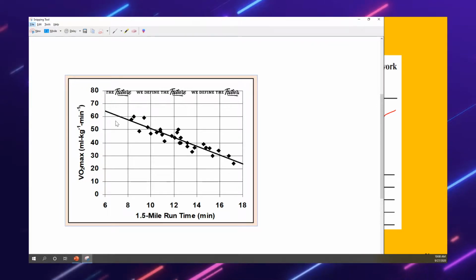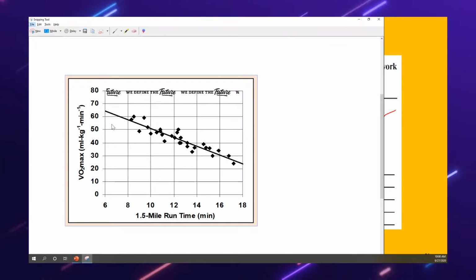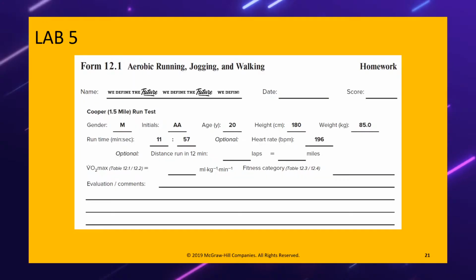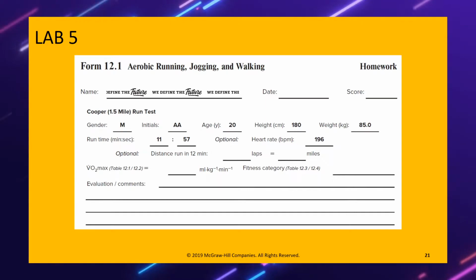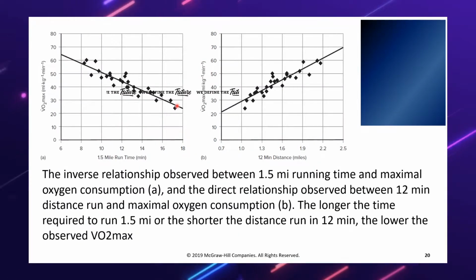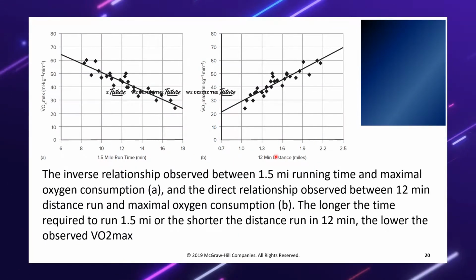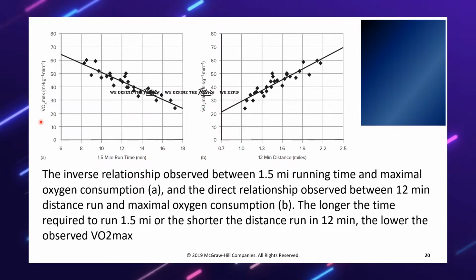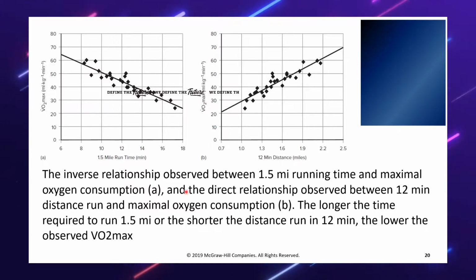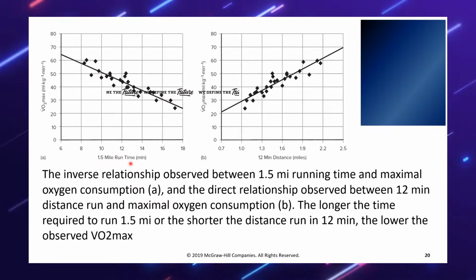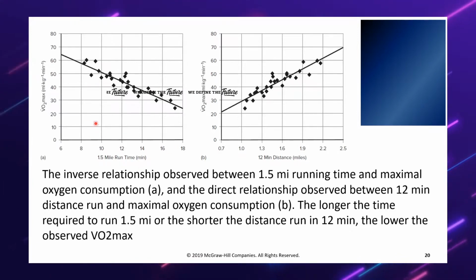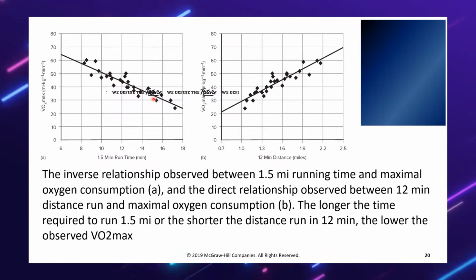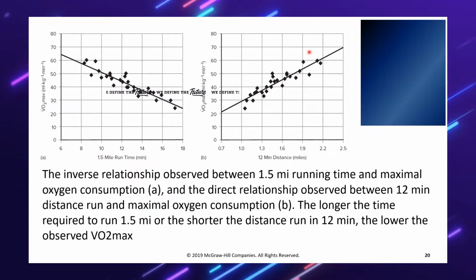So just understand, depending on which test you're looking at, you're going to see a different relationship. Just to give you a little bit more comparison, you can see the difference here. That's why I threw this right before your homework this week. You have your VO2 max on your y-axis. You have the 1.5 mile run on graph A, and then you have the 12-minute, and you can see the difference in the relationship. You have this downward sloping trend versus this upward sloping trend.